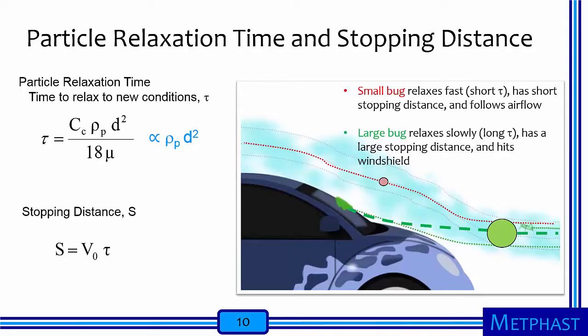In the figure from the video, the small bug has little inertia. It relaxes fast to new conditions, having a short relaxation time, or tau, and thus moves only a short distance toward the windshield, having a short stopping distance, and it passes over the car without hitting the windshield. In contrast, the big bug has lots of inertia. It is slow to relax, has a long relaxation time, has a large stopping distance, so it moves away from the airflow streamlines and hits the windshield.